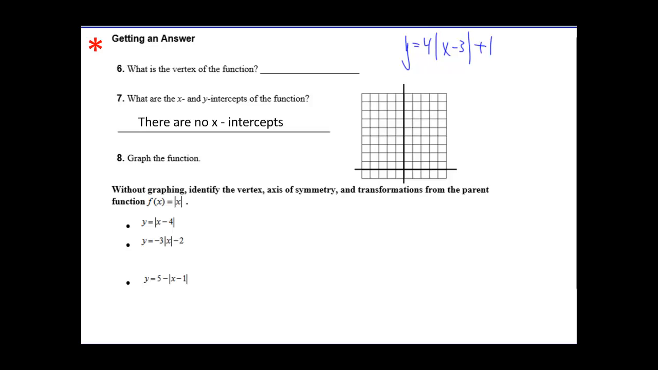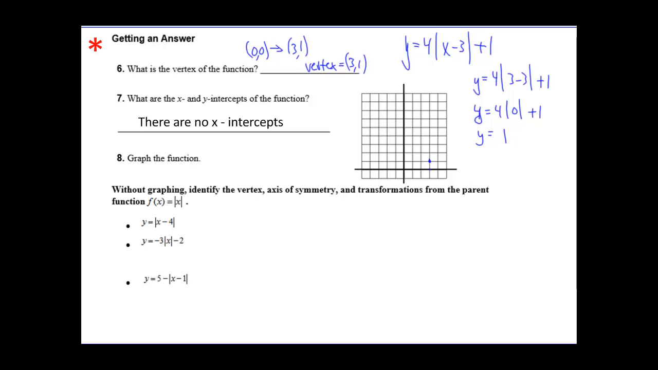Remember, to find that vertex, we're going to start with the x. Start on the inside. What makes that 0? If we say 3, so y equals 4 times the absolute value of 3 minus 3, plus 1. You'll see that y equals 4 times the absolute value of 0, plus 1. Therefore, y equals 4 times 0 is 0, plus 1 is 1. So we know our vertex starts at 0, 0 for the parent function. So vertex equals 3, 1.